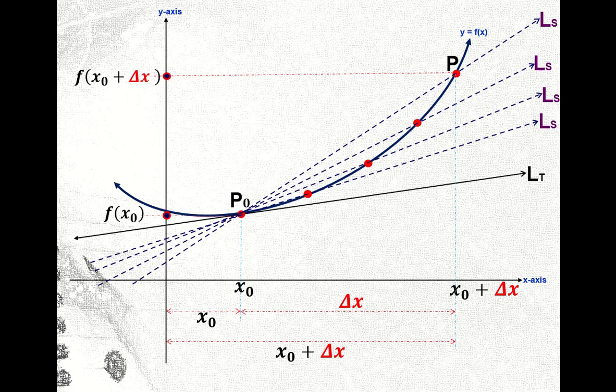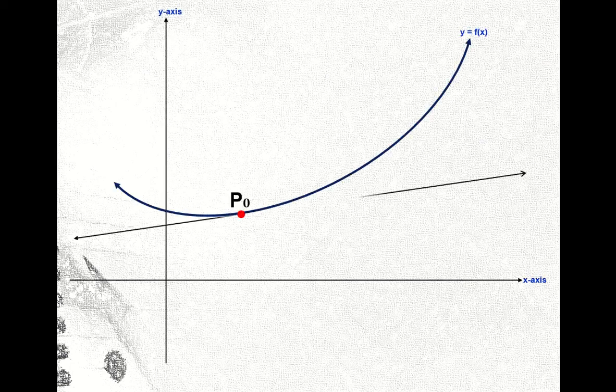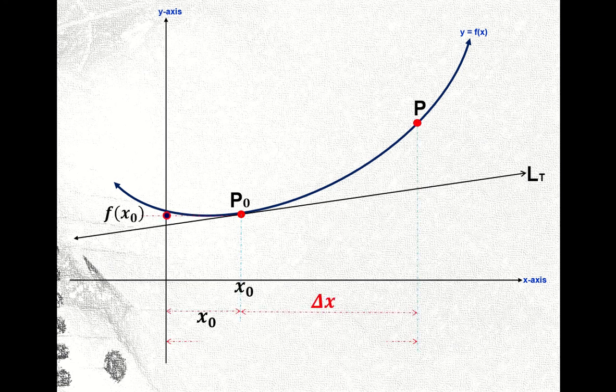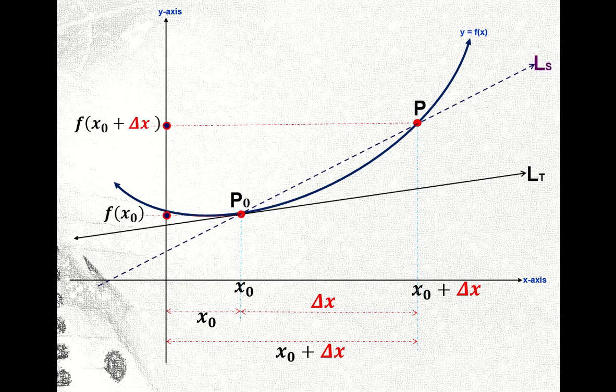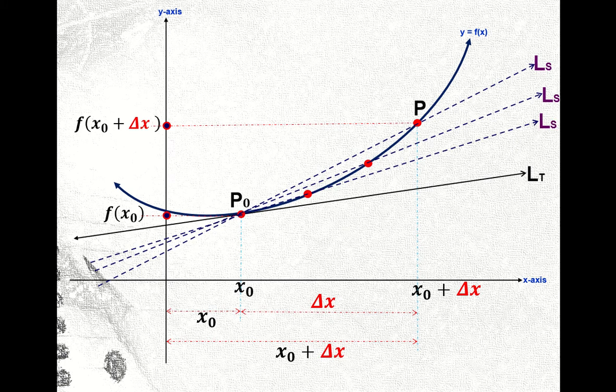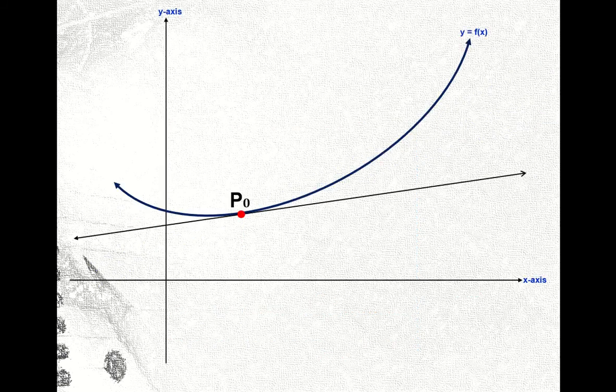Okay, it approaches 0. Alright, so now I'm going to show you individually how this point P moves closer to P sub 0. Alright, so this is what we had done a while ago. I'm just doing it again, but this time we are moving the point P closer to P sub 0, and you will see that the delta x is decreasing. Alright, so that was the second position.